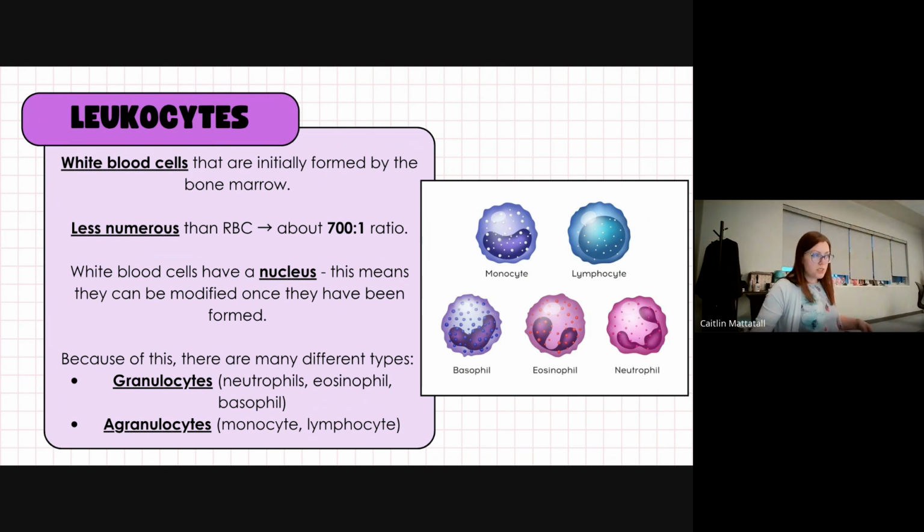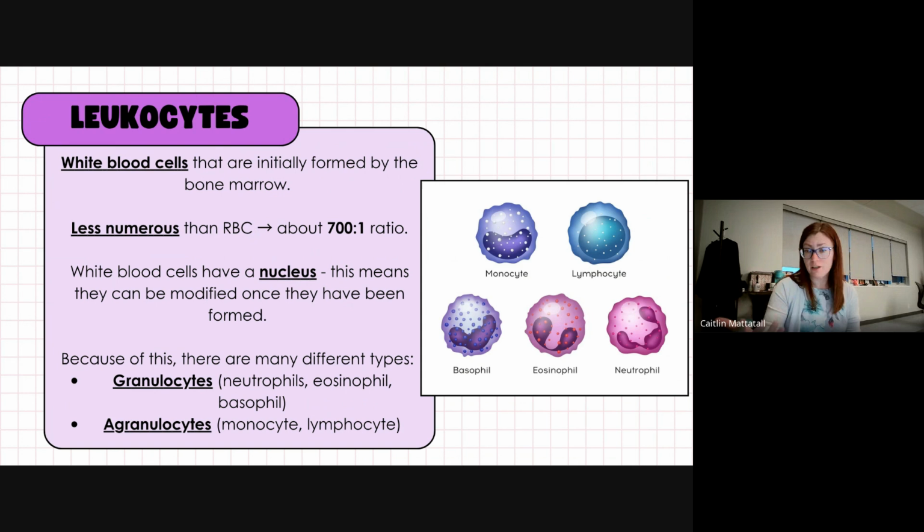So the leukocytes are your white blood cells. And like I said, with red blood cells, if you want to call them white blood cells, that's fine. But I expect you guys to know that a leukocyte is a white blood cell, and I will not tell you what that is on a quiz or a test. Okay. There's not as many as there are red blood cells. So we still have a lot of them because they are important, but it's about a 700 to 1 ratio. So 700 red blood cells to 1 white blood cell. So quite a few less.